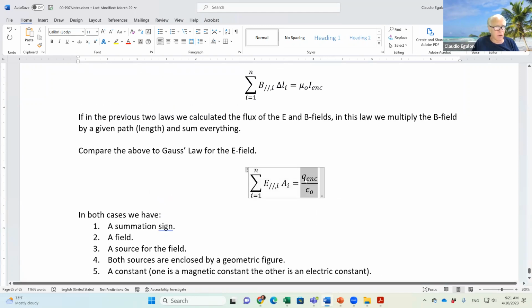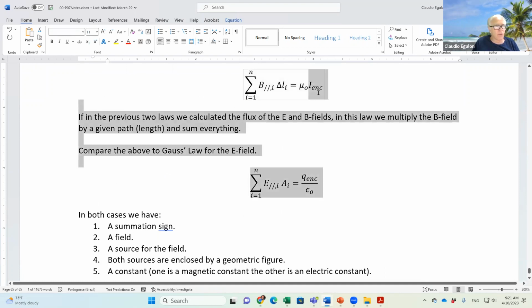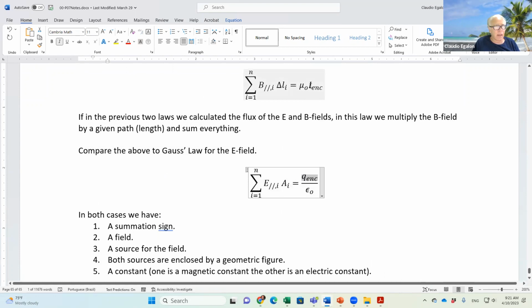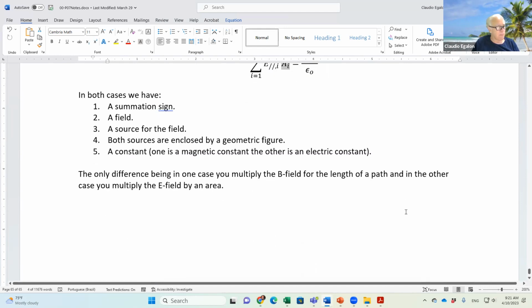In a way, this one is not different from the current because they are both sources of the field. I can argue that this one is not different from the other constant in the sense that both are constants for their respective field. Here we have the field itself, and what differs is what is multiplying the field.